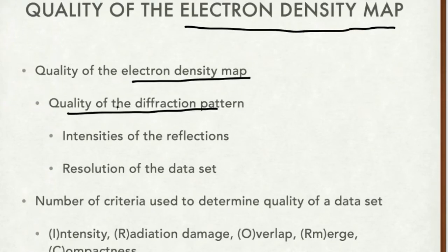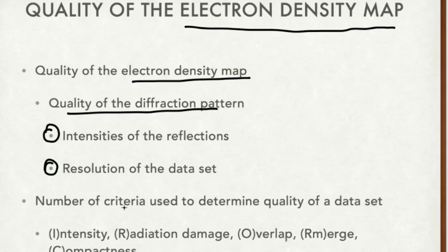So coming to the factors which determine the quality of the diffraction pattern. The first factor is the intensities of the reflection. If you pass the X-ray, reflection is going to take place, and how intense that reflection is, is one important factor that determines the quality of the diffraction pattern. The second important parameter, which in turn determines the quality of the electron density map, is the resolution of the data set, right?